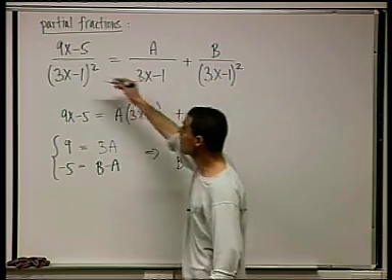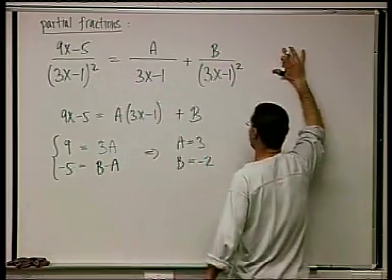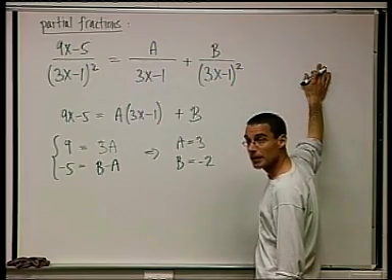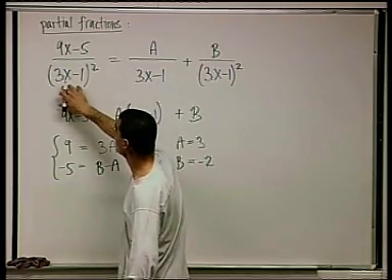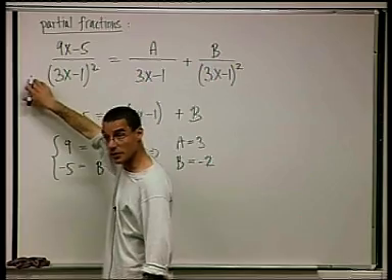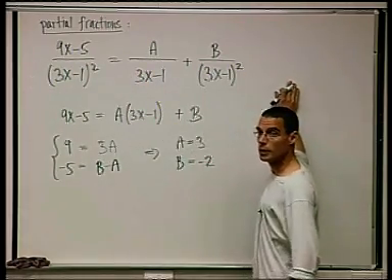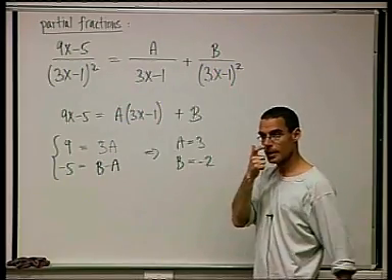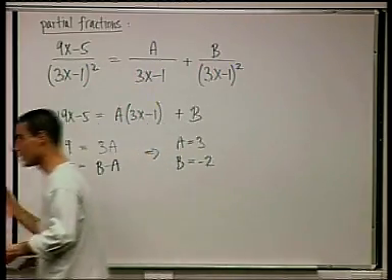If you have here 3x minus 1 to the power 3, you would have another factor here, c over 3x minus 1 to the power 3. And you do the same thing. If you have two that are the same, like here, times a different one, you would have these two plus c over the different one. So you just combine the different cases to get all the possible situations.